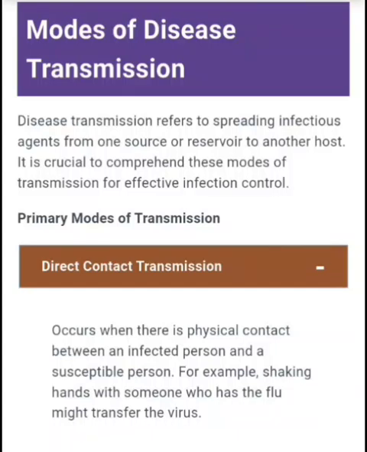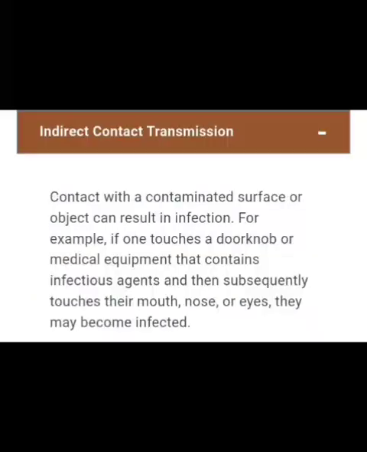Or another example is during the COVID-19 period, where we were advised to stay 6 feet away from people, as direct contact with an infected person will also affect the person that is not infected. 2. Indirect contact transmission. Contact with a contaminated surface or object can result in infection. For example, if someone touches a doorknob or medical equipment that contains infectious agents and then subsequently touches their mouth, nose, or eyes, they may become infected.